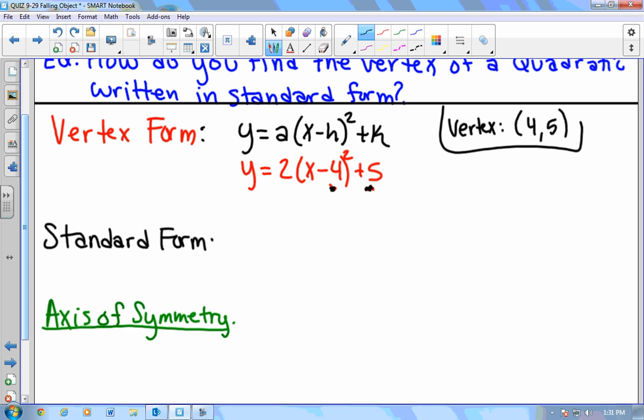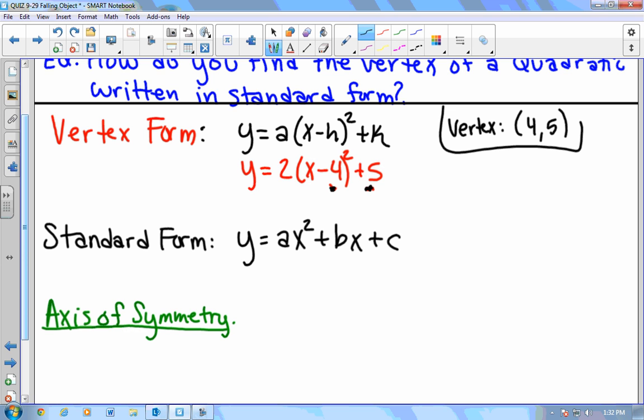Standard form, not as convenient, but why would we use it? Because it's a simplified polynomial. There's some a x squared plus bx plus c. You can see the trinomial there.